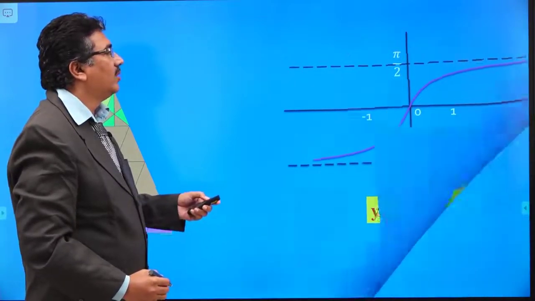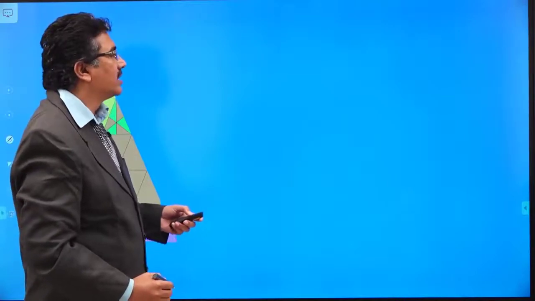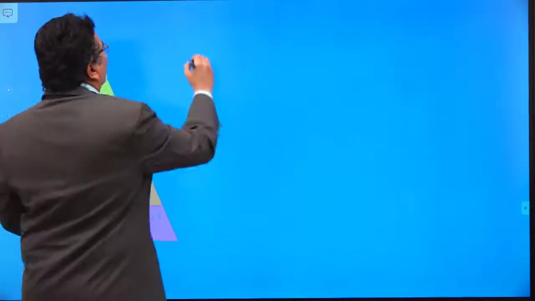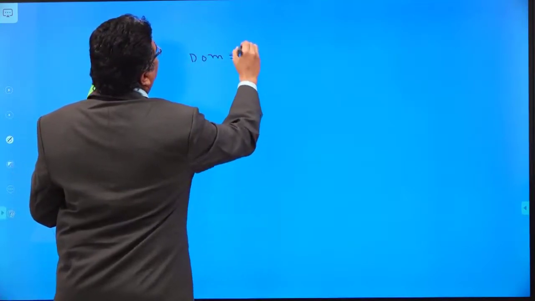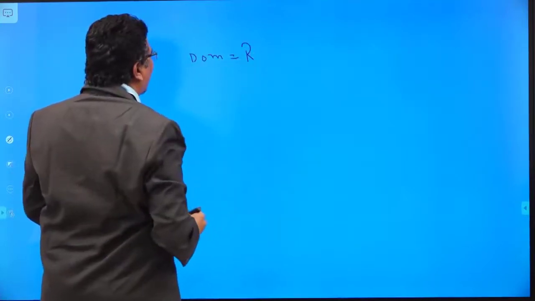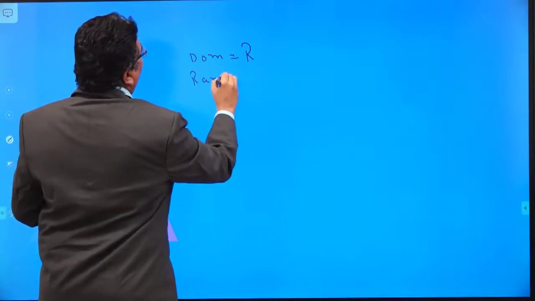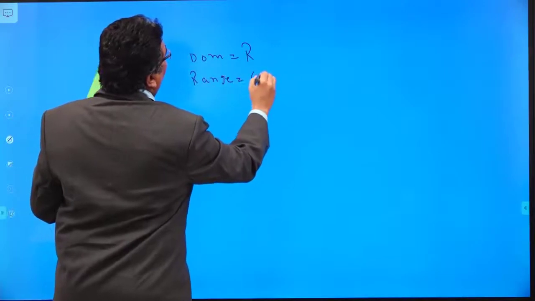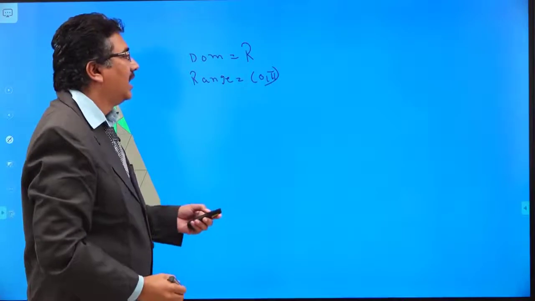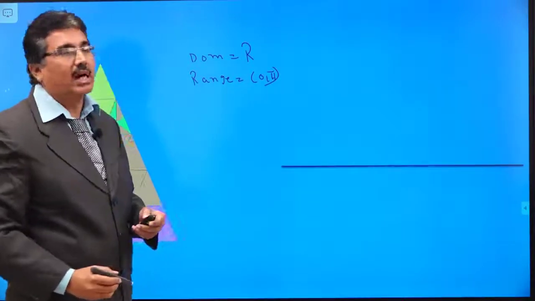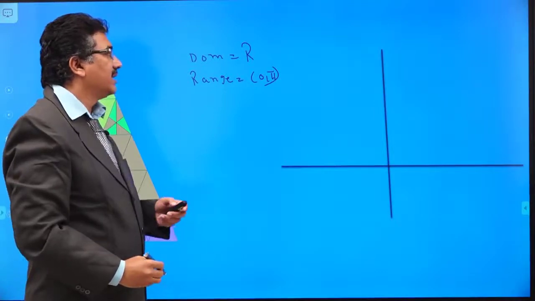Now see the graph of y is equal to cot inverse x. The domain of cot inverse x is the set of all real numbers. Range is the open interval 0 comma pi. Take the domain values on the x-axis and range values on the y-axis.